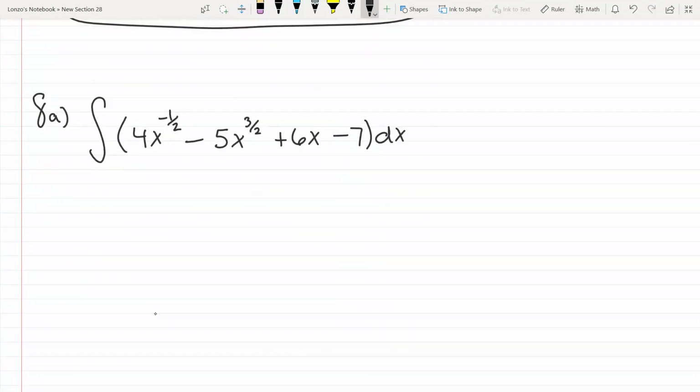The same thing here. You could apply the sum rule, or you could just take the integration of each part of each term. There's 1, 2, 3, there's 4 terms. So let's start with the integration of 4x to the negative 1/2. So that'd be 4x and then negative 1/2 plus 1. Okay, so it would be 2 over 2. Negative 1/2 plus 2 over 2 is positive 1/2. I guess I'll clean that up later.